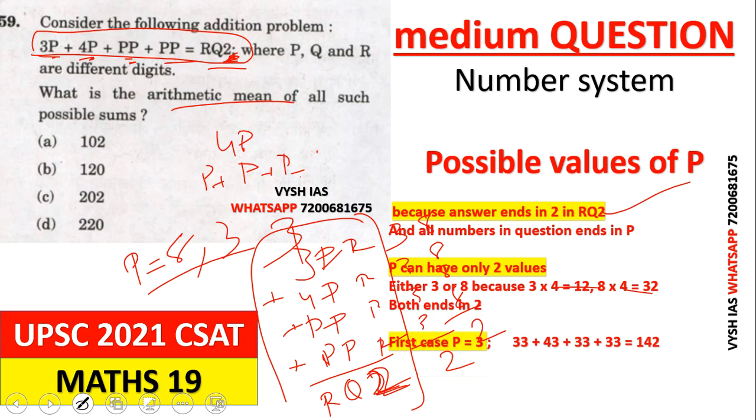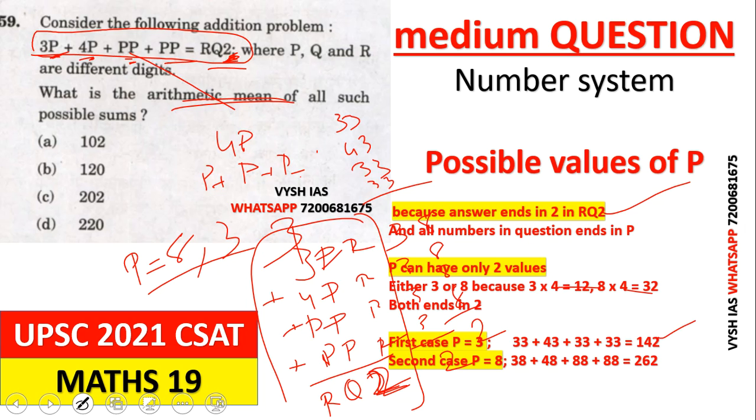So p is equal to 3. What is the condition? Meaning I am now substituting, instead of p I am putting 3. That is 33 plus 43 plus 33, okay, pp 33 plus again 33. Total is equal to 142. So 142 is equal to rq2. Second case, okay, we don't know which case. Second case is equal to 262. So they are asking what? What is the arithmetic mean of all such possible sum? This is one possible sum. This is one possible sum.